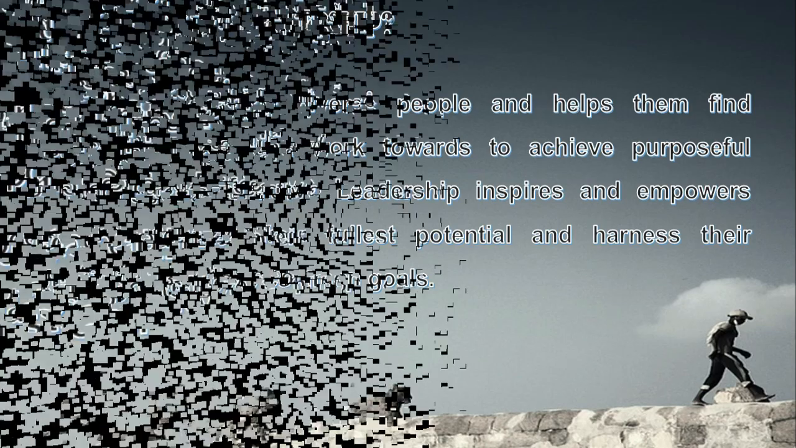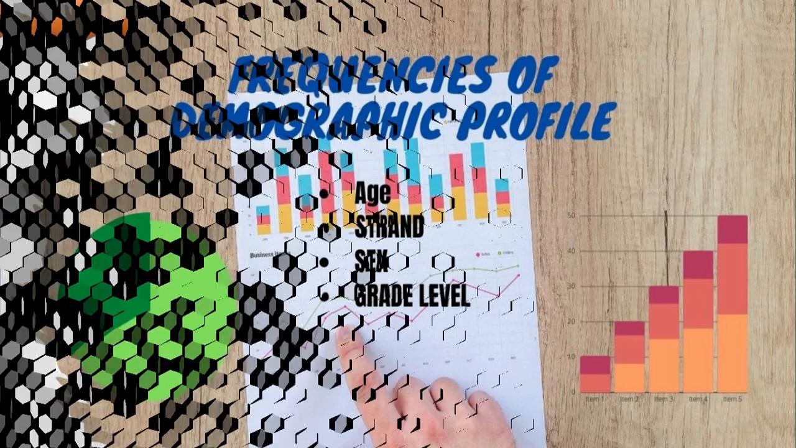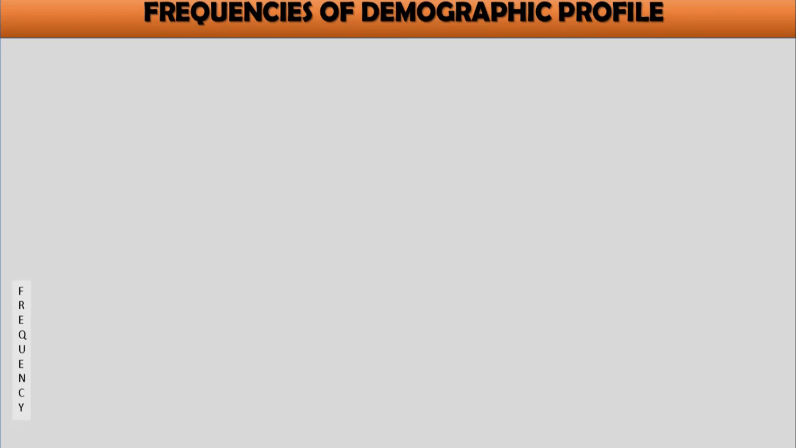This time, let us proceed to the frequencies of the demographic profile. We get the four profiles of each student, which are the age, strand, sex, and grade level. Now, let us proceed to the demographic profile in terms of age.